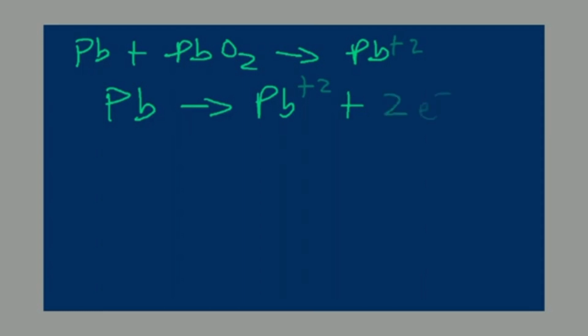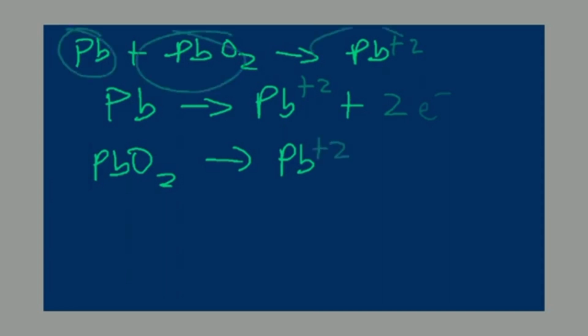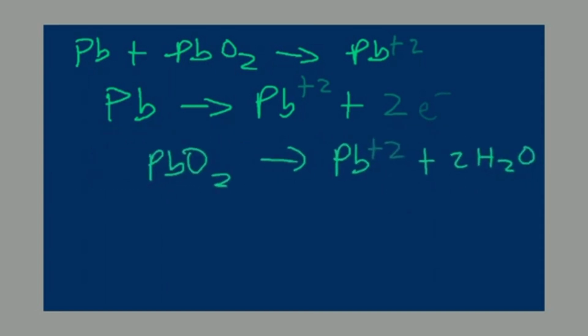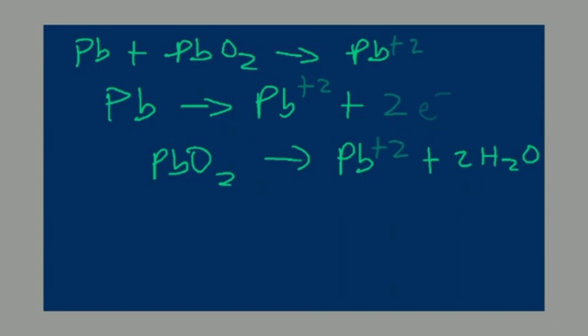So now let's move on to the next half reaction, PbO2. That's going to turn to Pb+2 as well. Both of these two substances are going to converge into the same ion. Now, before we can balance the charges, we need to balance the atoms. So we have 2 oxygen atoms on the left. That means we need to add 2 water molecules to the right side. So now that we have 4 hydrogen atoms on the right side, let's add 4 hydrogens to the left to make it equal.